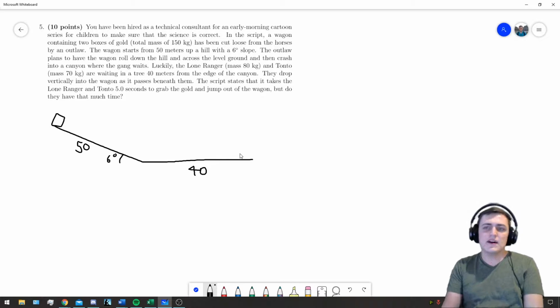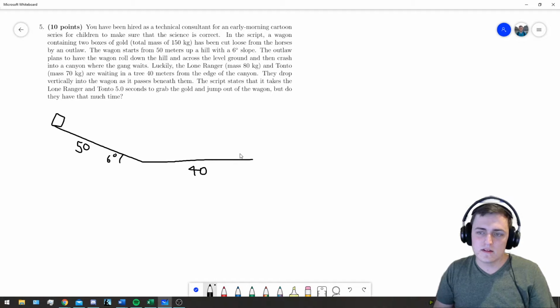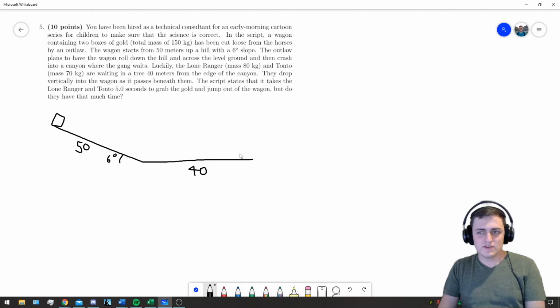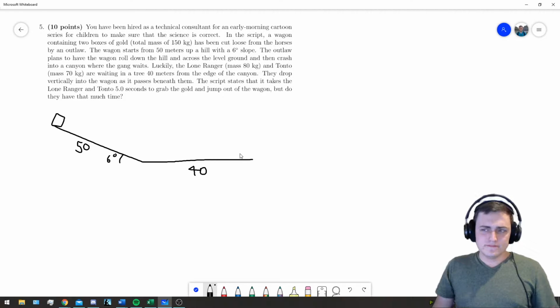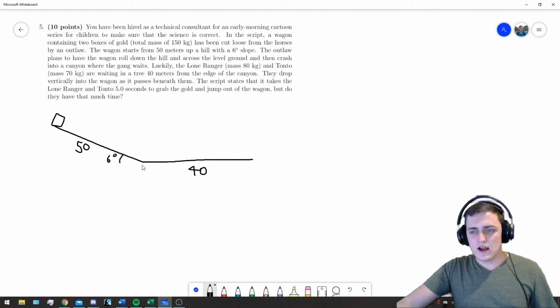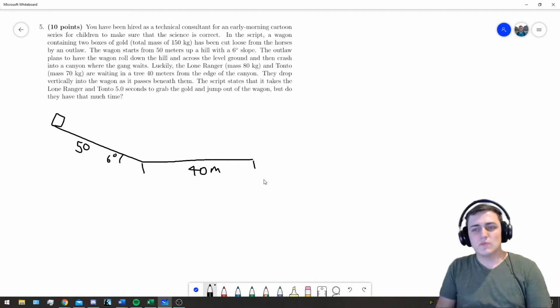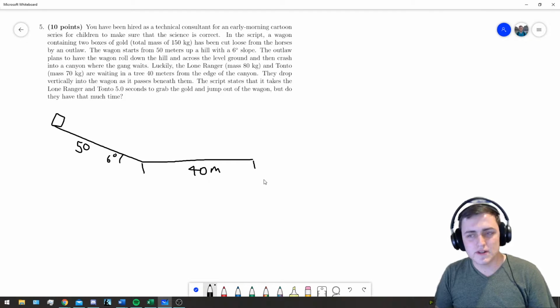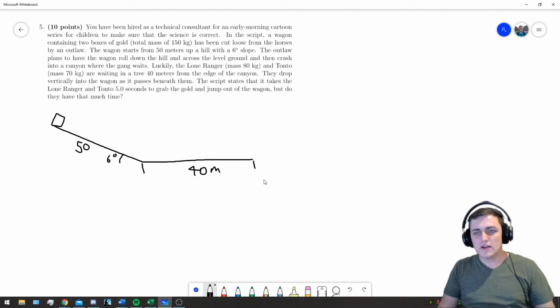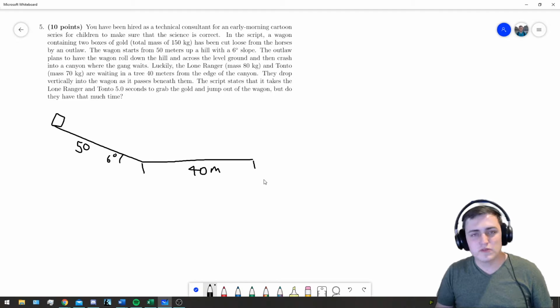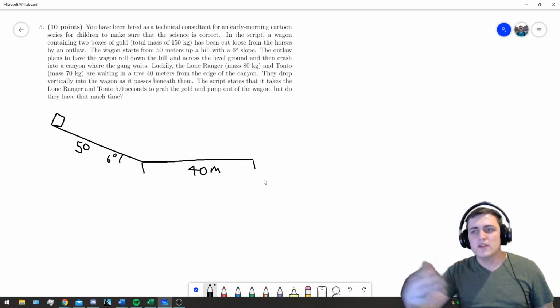Do they have enough time to drop onto the wagon, take 5 seconds to grab the gold, and jump out? So how long does it actually take them to travel 40 meters? If it takes more than 5 seconds to travel 40 meters, they will be okay. They can do their 5-second grab, and get off before they crash. But if they're going to go 40 meters in 3-4 seconds, they're not going to have enough time to grab all the gold and jump off.